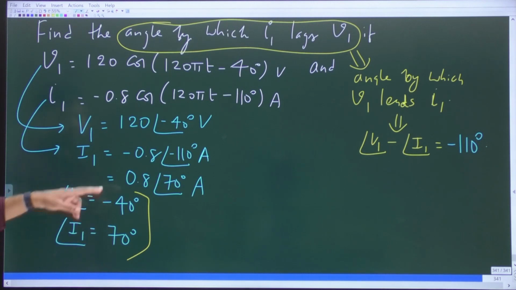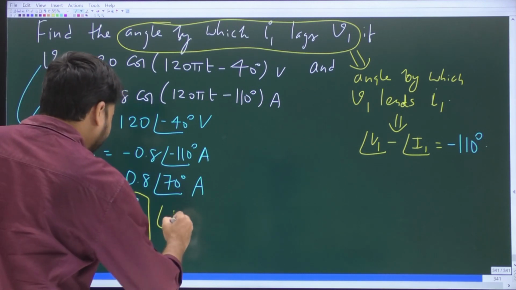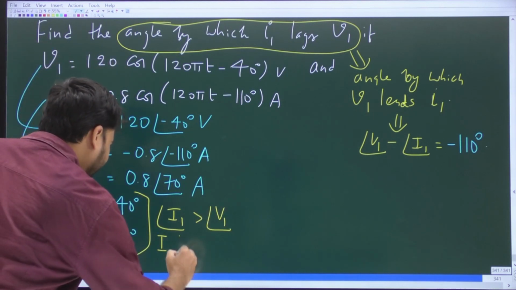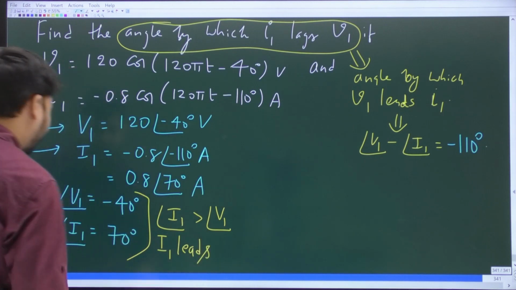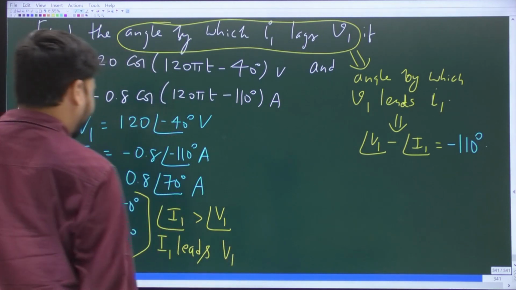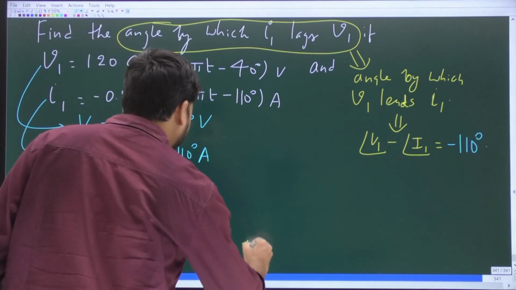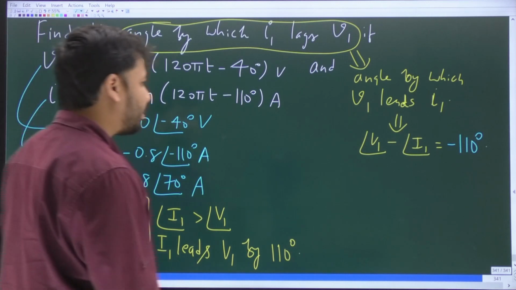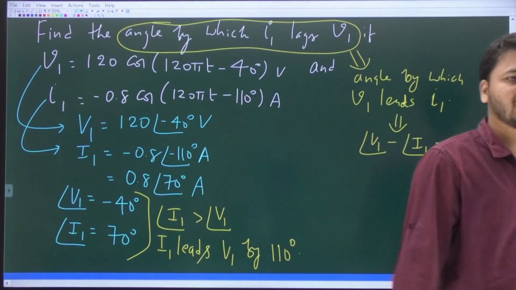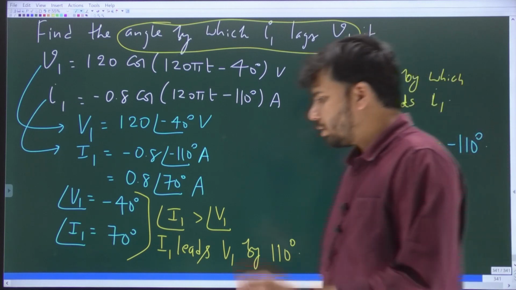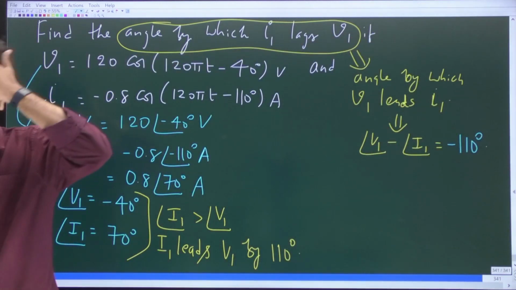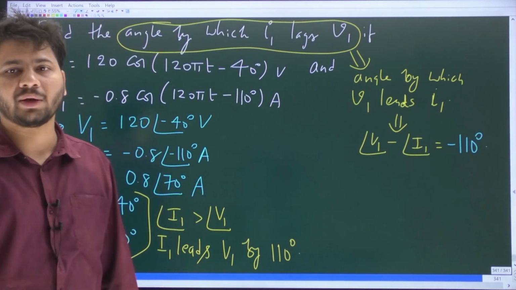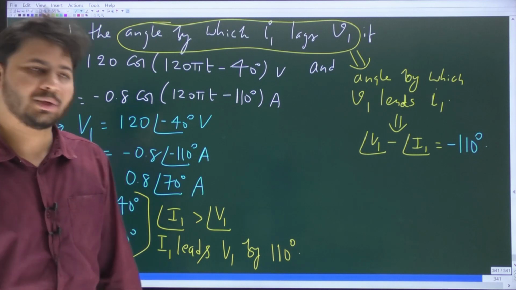First of all, the angle of I1 is greater than the angle of V1, and that means I1 leads V1. That means what? I1 leads V1 by plus 110 degrees. I1 leads V1 by 110 degrees. You understood? Yes. So this is how you can compare the phases of any two sinusoidal quantities at the same frequency and decide which one will lead and also by how much angle.